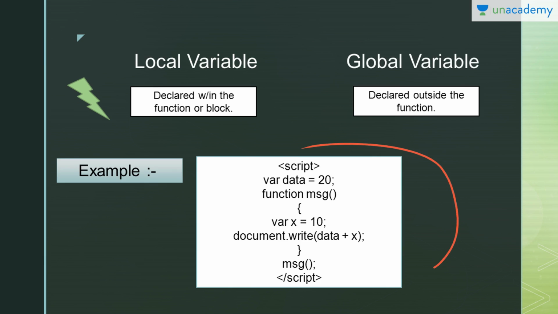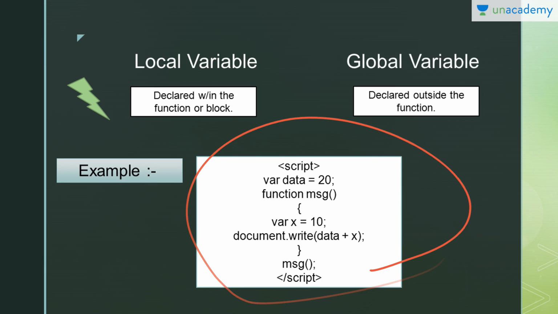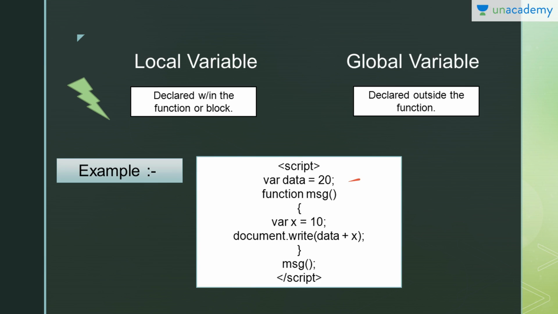This is the example. In this I'll be telling you about the local and global variables, both. So you can see this is the global variable, and this is your local variable. Now this global variable is accessible to every function. I can access this variable throughout my code.